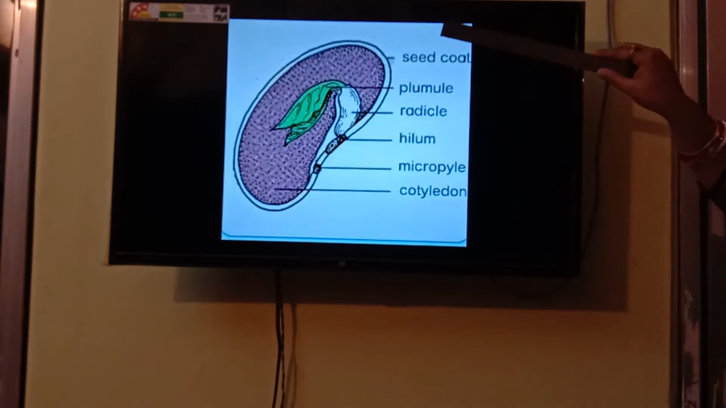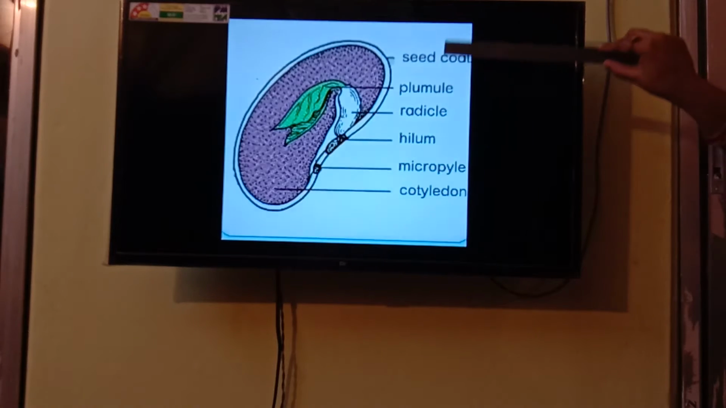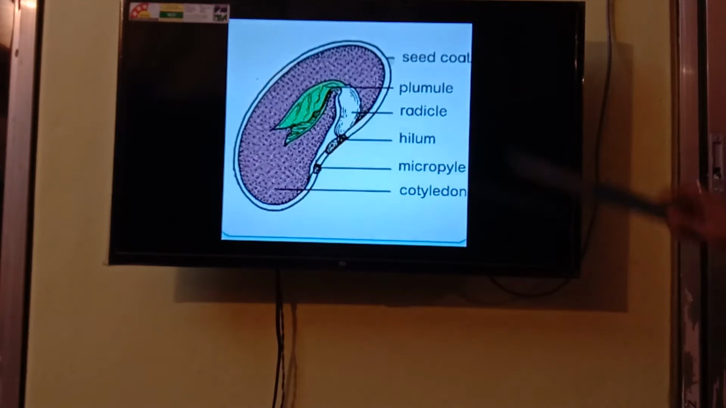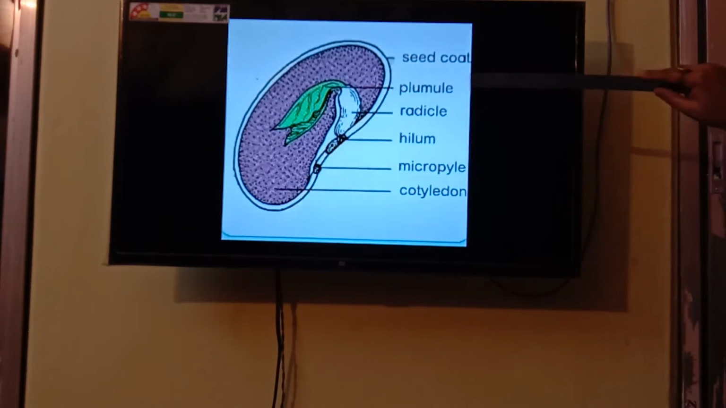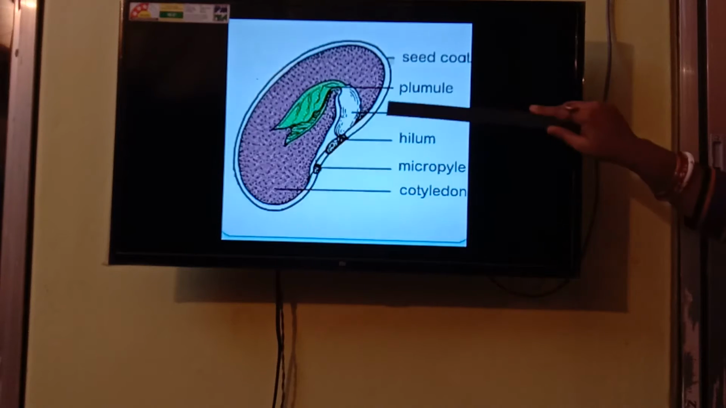The outermost layer is the seed coat. Look at the picture, everyone. Seed coat, okay? And this is the plumule. Plumule is converted into shoot or stem. Radicle is the root portion. And this one is the hilum.